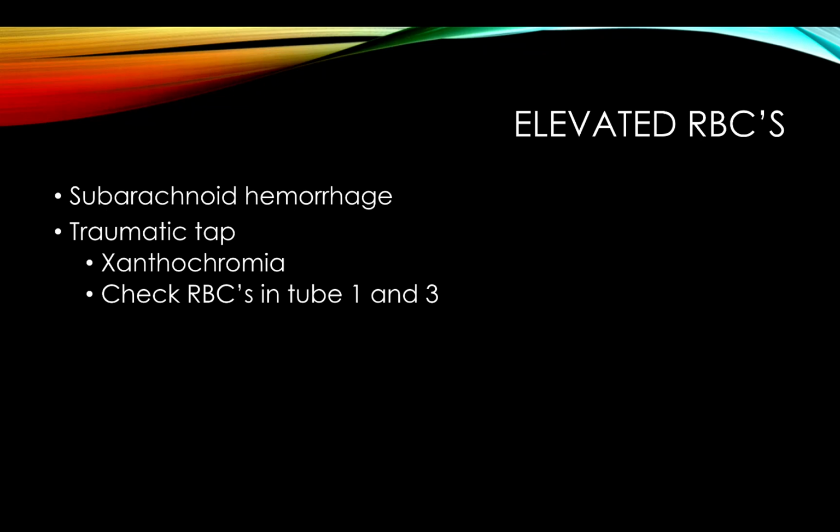Okay, so I already mentioned traumatic tap. Check for xanthochromia. It will be negative in a traumatic tap. Check for red blood cells, which would be high in tube 1 and not so many in tube 3. Okay, so this would be, again, diagnostic of a traumatic tap, not a subarachnoid hemorrhage.